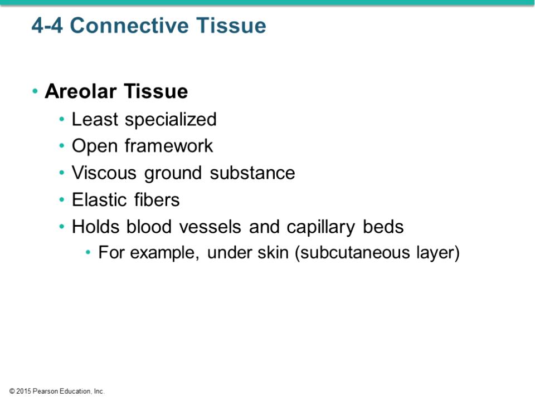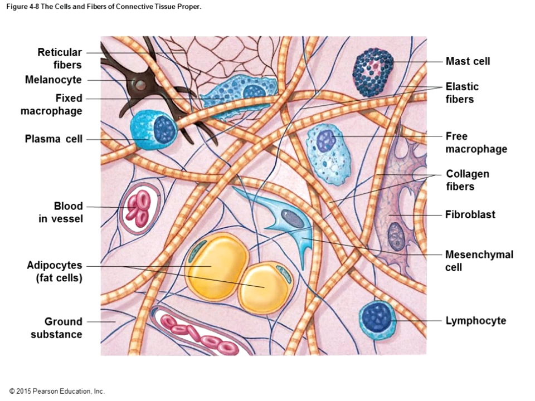So the first one, which is very common in the body, is areolar connective tissue. And this is a really important one. It has great functionality because it's the least specialized, right? It has a very open framework, has a very viscous ground substance, holds blood vessels and capillary beds, and areolar is what your stratified squamous epithelium is attached to, right? So oftentimes the epithelial tissues are attached to this type of tissue. And it's great because it has a lot of components in it.